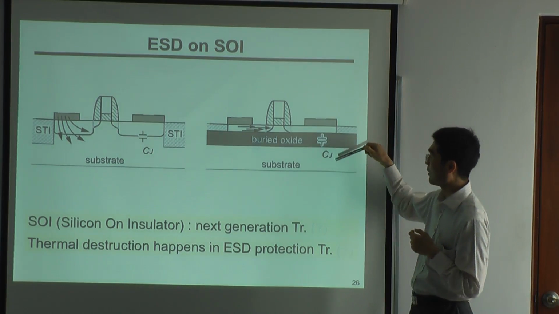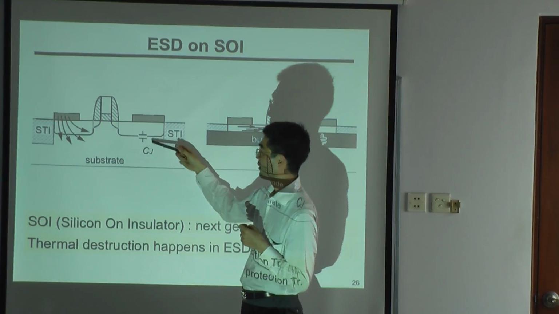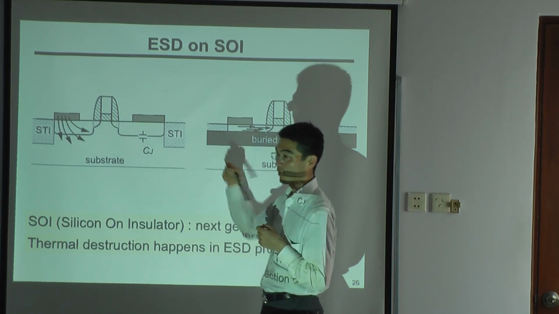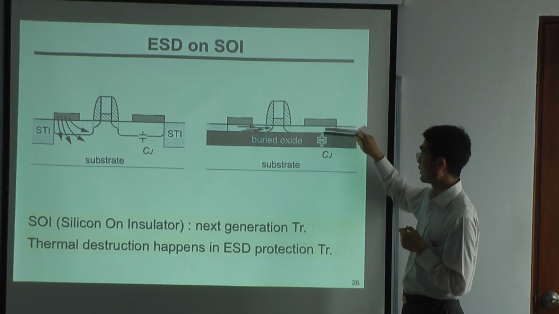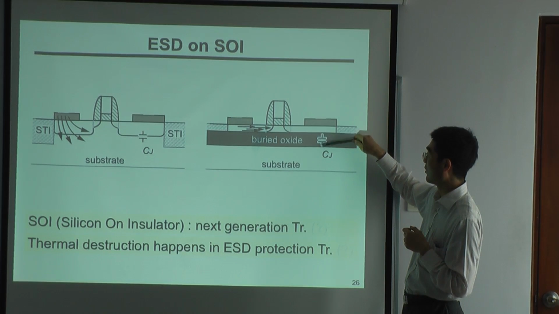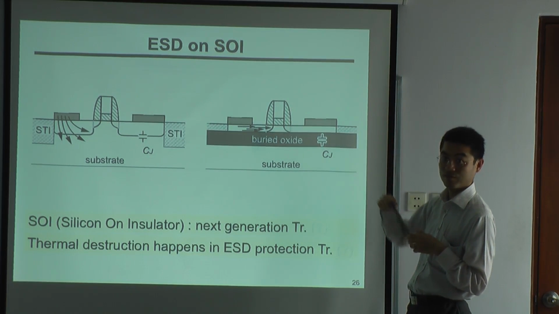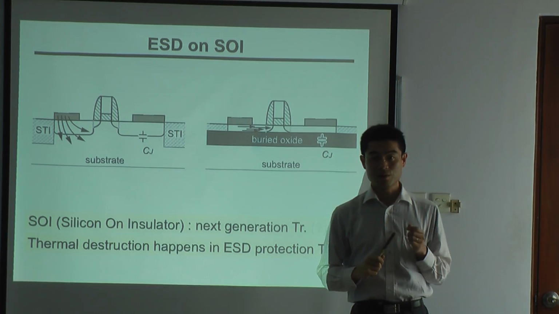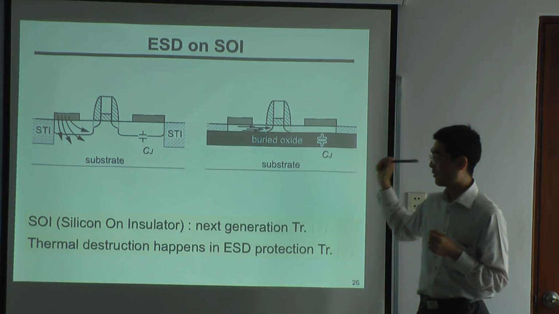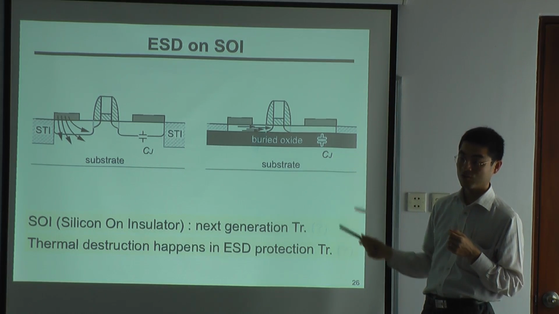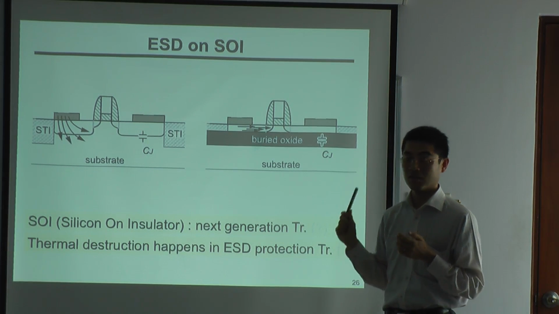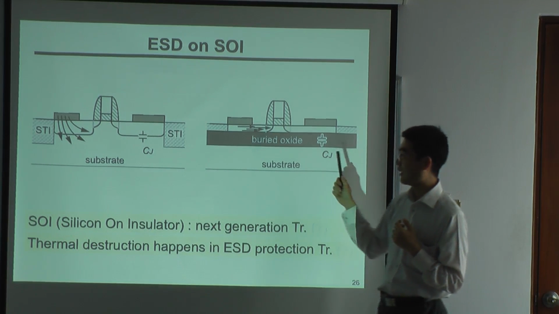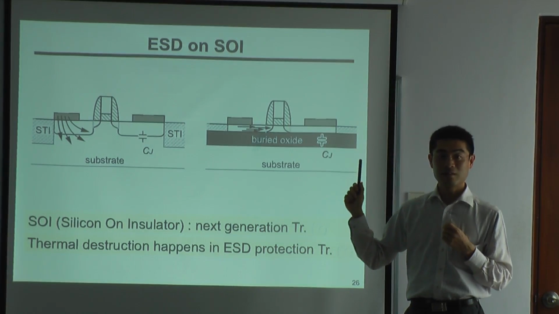And in bulk, there is a junction capacitance between drain and substrate, and junction capacitance will degrade the performance. And in SOI, because this is very thin, there's less capacitance here. So this will have higher performance in terms of switching. So it is said that this is the next generation transistor, and RDM are using SOI and ST Micron using SOI. But the weak point of SOI is that it is weak against ESD.